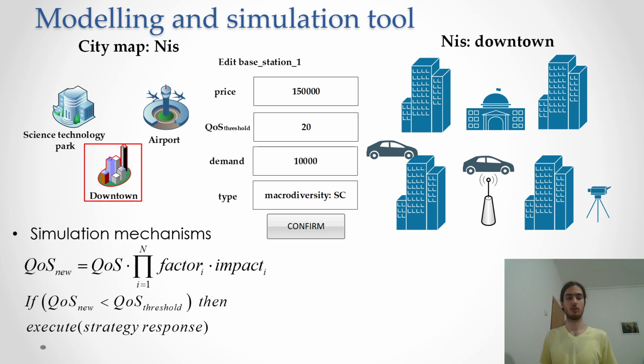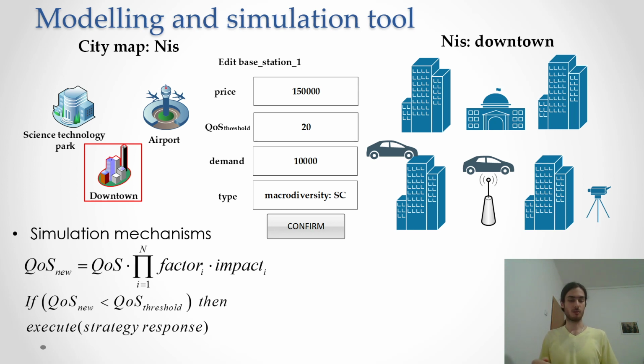I enlarged the downtown after double-clicking on its icon, and you can see the service consumers, like two cars and a surveillance camera, the buildings that are obstacles, and a base station that is a selection combining base station of macro diversity type. And here is the demand in number of users, the quality of service threshold, and the price for this base station, for example. Also, other parameters can be set, like energy consumption and so on.